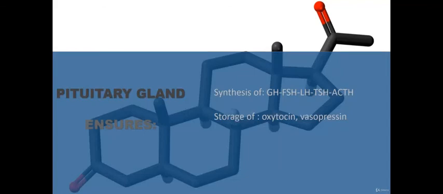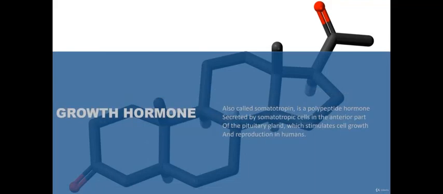The pituitary gland ensures the synthesis of 6 hormones: GH or growth hormone, FSH, LH, TSH, and the other hormones, and the storage of 2 hormones, oxytocin and vasopressin. Each is controlled by one or more hypothalamic factors. Growth hormone, also called somatotropin, is a polypeptide hormone secreted by somatotropic cells in the anterior part of the pituitary gland, which stimulates cell growth and reproduction in humans.